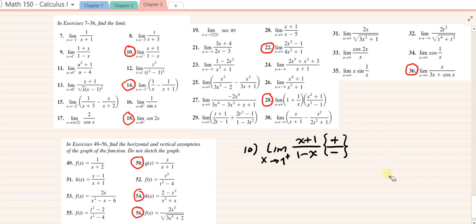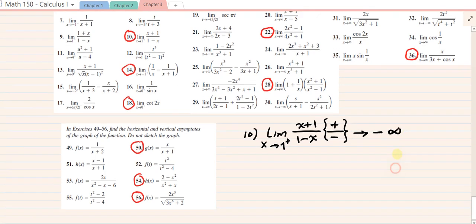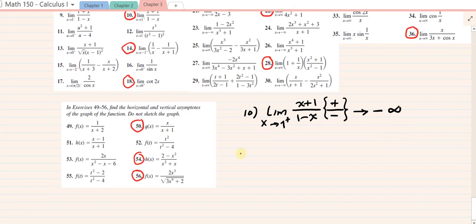Therefore, the number division by 0 here yields negative infinity. Okay, and that's the answer to number 10. Let's take a look at number 14. In exercise number 14, we want to find the limit as x approaches negative 1, again from the right, of 1 over x minus 1 over x plus 1.